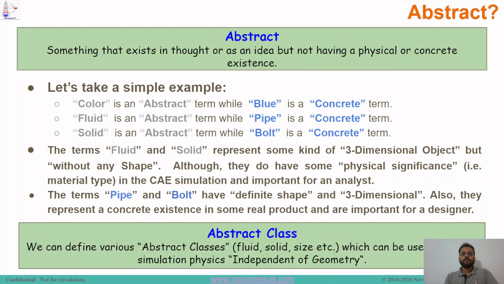We can define various abstract classes like fluid, solid, size, etc., which can be used to define simulation physics independent of geometry. With the traditional CAE workflow, we use real geometry objects, while in the CAENexus workflow, we use abstract objects, which helps automation independent of geometry.